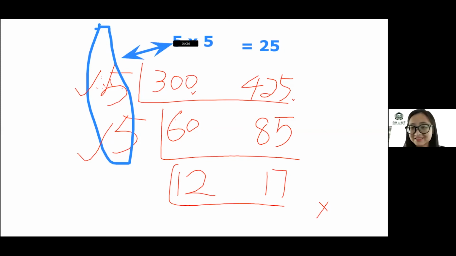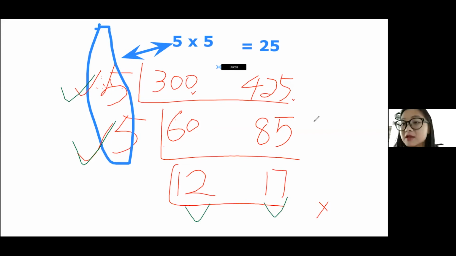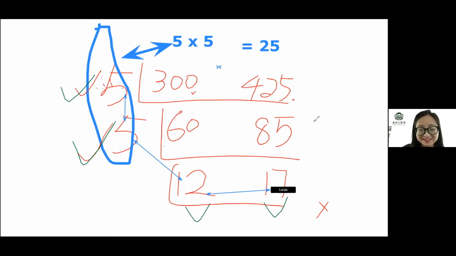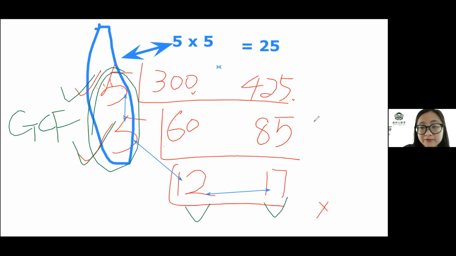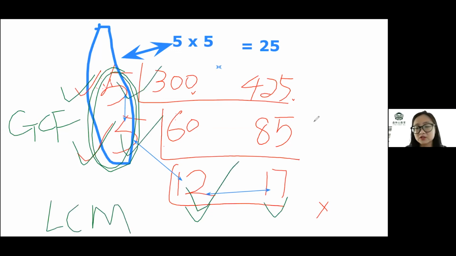Yes, but you need to multiply the 12 and the 17. Very good. If we want to find the common multiples, we do 5 times 5 times 12 times 17. That number will be the least common multiple. If we just want to find the greatest common factor, we just multiply the 5 and 5. If we want to find the least common multiple, we need to multiply 5, 5, 12, and 17 all together. Okay? Clear?